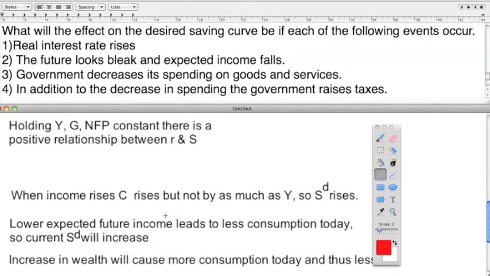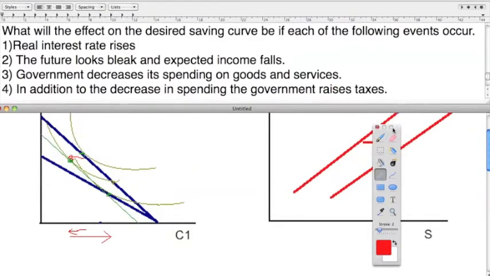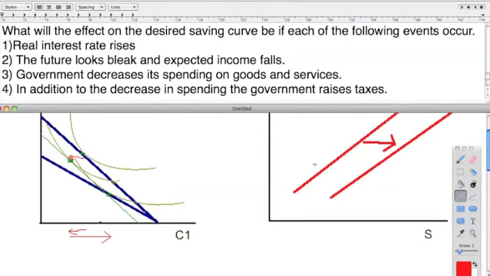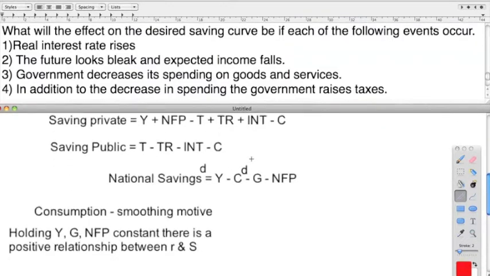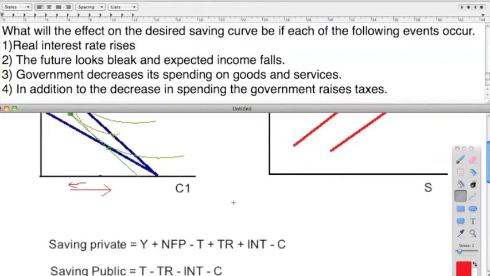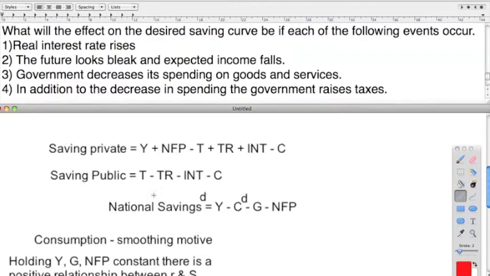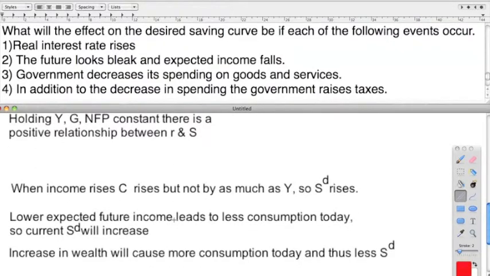So the last one is, in addition to the decrease in spending, the government raises taxes. Now, what will this affect? Now, you may think income straight away, but no. Its main effect will be on the desired consumption, and it will decrease the desired consumption, therefore increasing the desired national savings. One other one that isn't listed here is an increase in income.